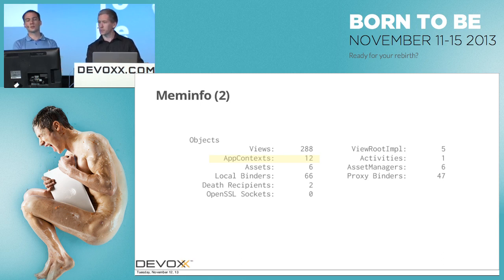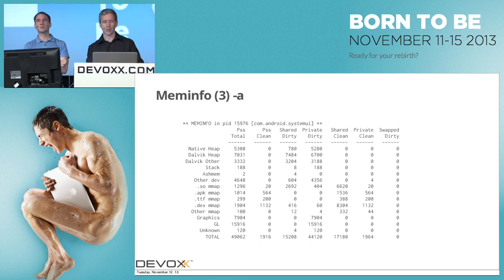It's not highlighted here, but you can also see the number of views that you've created in your process. So try to keep that number as low as possible. That would be nice. It makes me very sad when I see large numbers here.